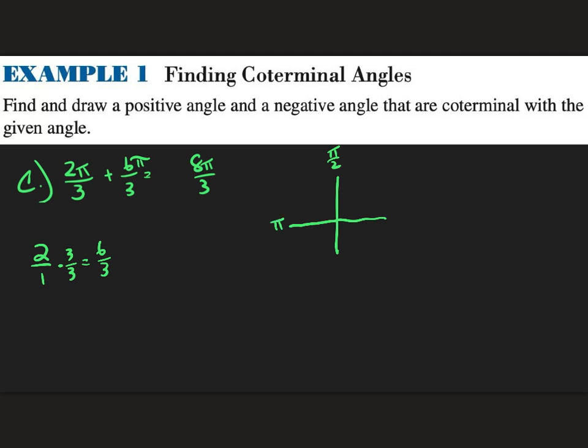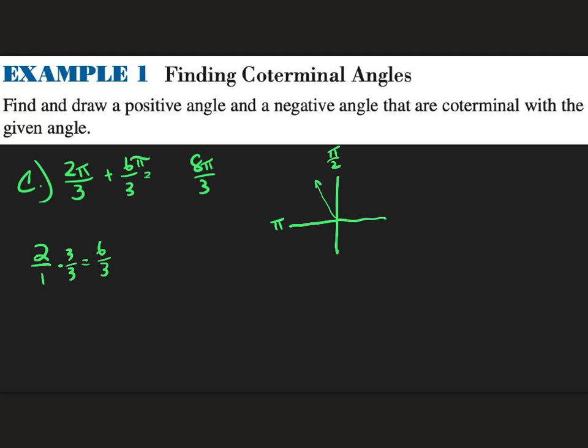2 pi over 3. All right, let's see. Pi over 3 is 60 degrees. 2 pi over 3 puts us up here because it's bigger than 1/2. 2 divided by 3 is 0.6 repeating, 1/2 is 0.5. So that puts us right there.